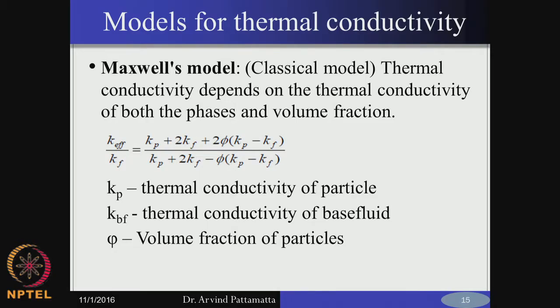So, there are different models which can be used to explain the increase in thermal conductivity as a function of volume fraction. One of the most basic models is called Maxwell's model. This is also called the classical model, which gives you, if you have the thermal conductivity of the nanoparticle and the base fluid, you can directly estimate the effective conductivity of the nanofluid from this expression. That means, if your phi is equal to 0, your K effective will be equal to Kf. If phi is equal to 1, your K effective will be equal to Kp. So, it is like a slightly modified form of the volume average.